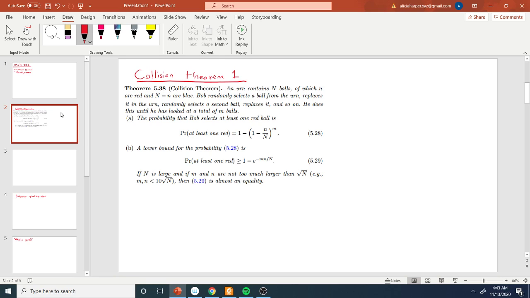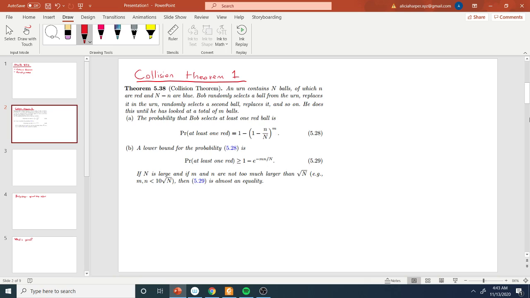Remember that we're interested in the birthday paradox, which is a fact that basically if you have a decent number of people, long before you have 365 people, you're likely to find two that share a birthday. Now, what we're going to be talking about first is a simpler collision theorem than that. So it is this one.